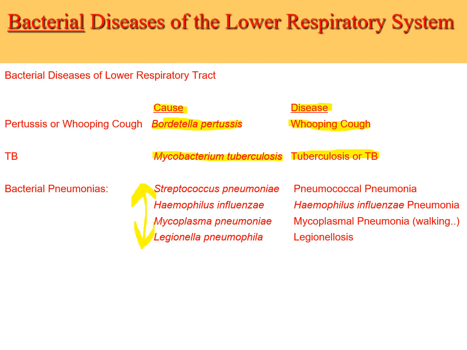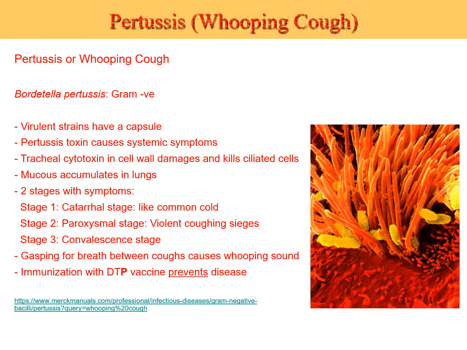Streptococcus pneumoniae causes pneumococcal pneumonia. Haemophilus influenzae causes Haemophilus influenzae pneumonia. Mycoplasma pneumoniae causes what's called walking pneumonia, or mycoplasmal pneumonia. And Legionella pneumophila causes legionellosis, or Legionnaires' disease. So we'll start with pertussis, or whooping cough, caused by Bordetella pertussis.